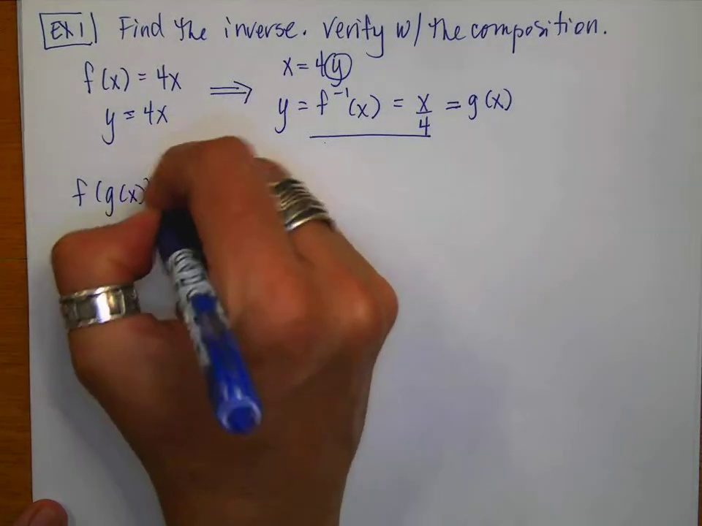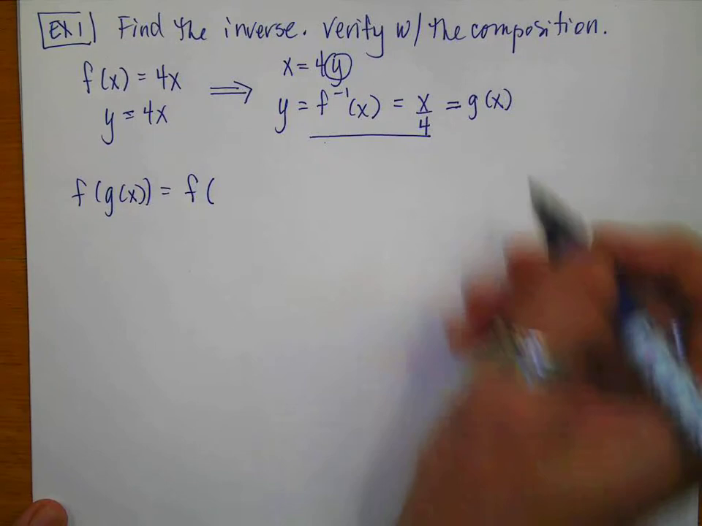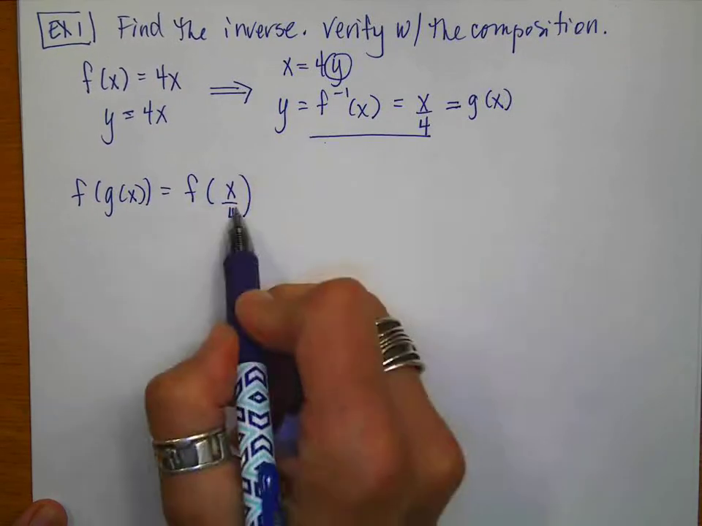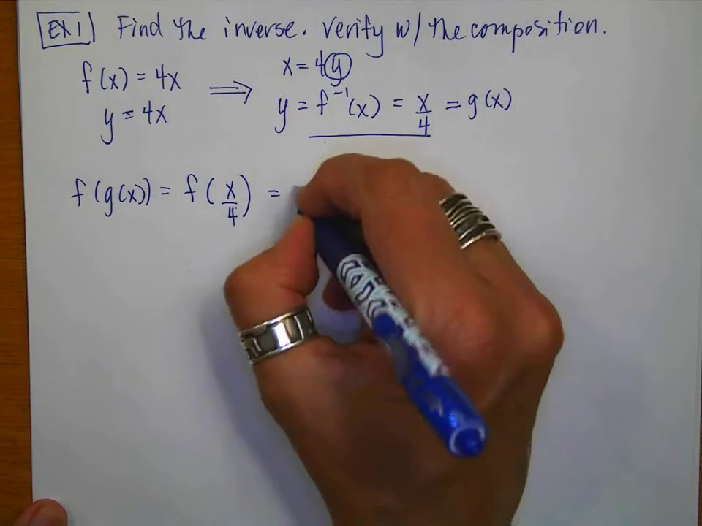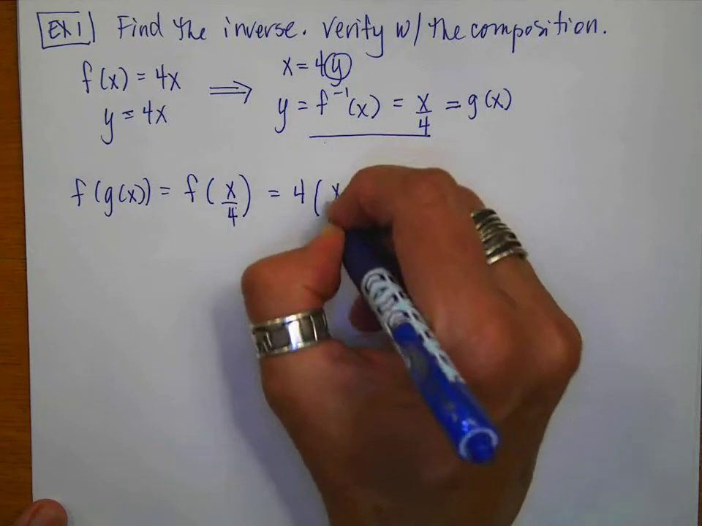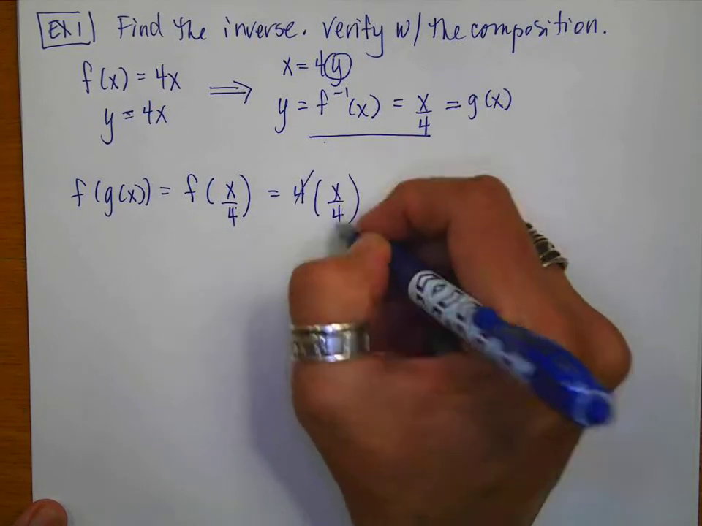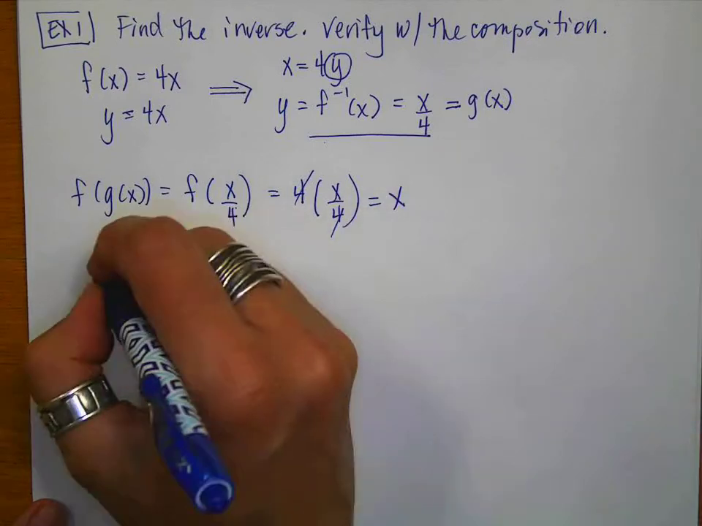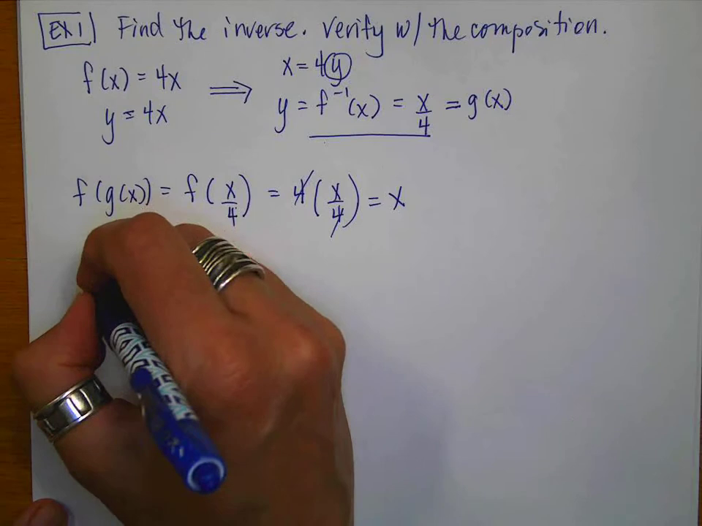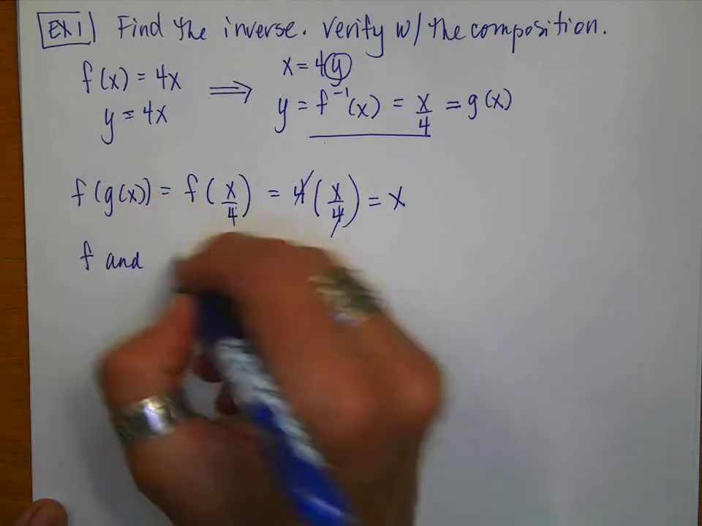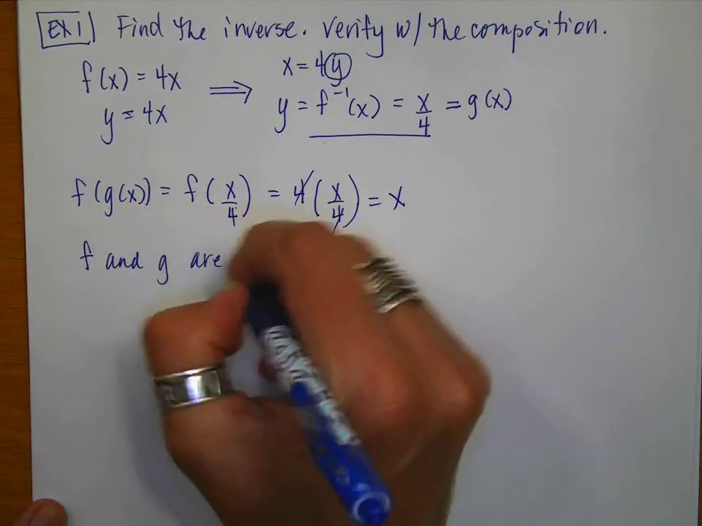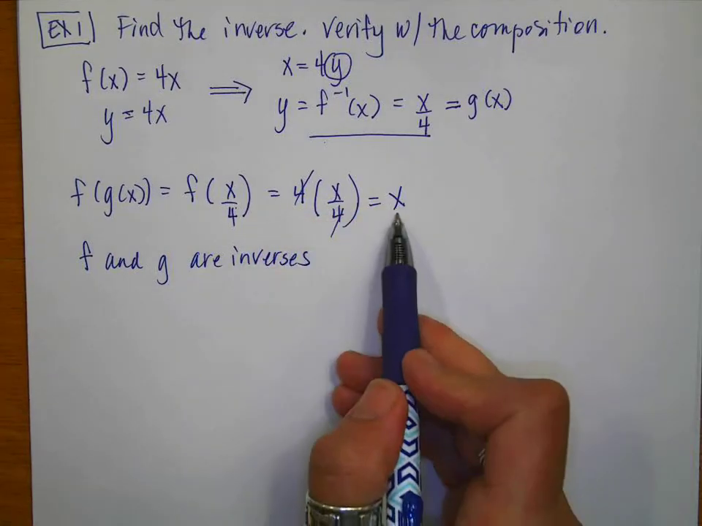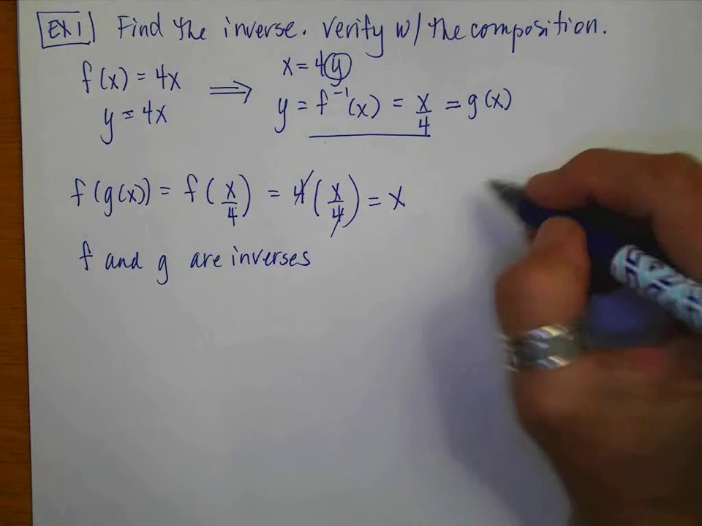So I'm going to do f of g of x. So I'm going to do f of the inverse, which is x over 4. This is now the input into the original function, so I'm going to do 4 times x over 4. The 4's cancel, and it leaves me x. So therefore, we know that f and g are inverses because their composition yields an x.